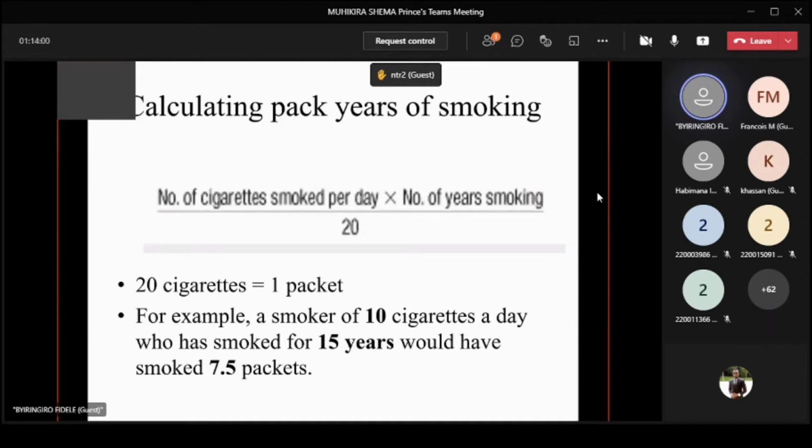To calculate the pack years of smoking, you take the number of cigarettes smoked per day times the number of years smoking, divided by 20. For example, 20 cigarettes equal 1 packet. A smoker of 10 cigarettes a day who has smoked for 15 years would have smoked 7.5 pack years. This is very important to know when you are dealing with patients who have chronic respiratory disease.